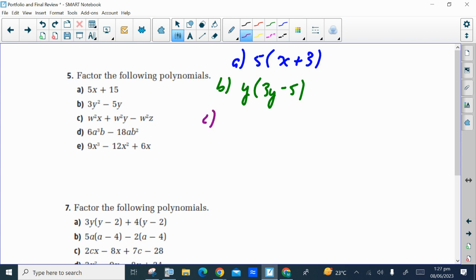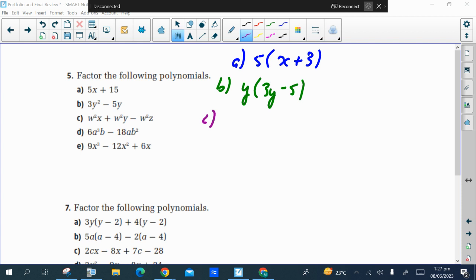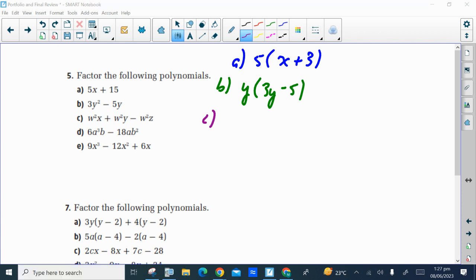Question C. The common factor there is the letter w, but it'll be w squared. Each of those terms has a w squared in it. To get the other factor, you divide each term by w squared. There's your factors. Common factor.